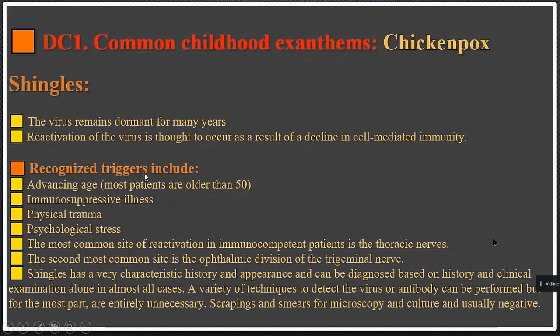Okay. What are the triggers? Why does this patient have shingles again? Maybe advancing age, more than 50 years, immunosuppressive illness, physical trauma, or psychological stress. The most common site, which can be an exam question, is thoracic. The second most common is the ophthalmic division.